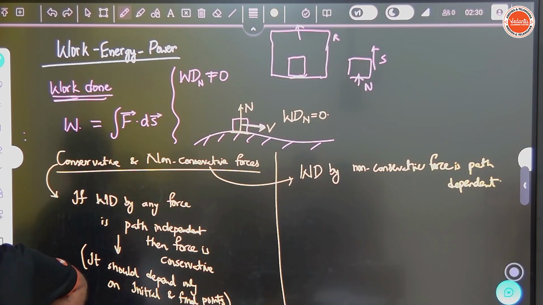Any examples for the conservative force? Spring force. Okay. Then gravitational force, right? Tension, right? Your electric force is also a conservative force only. Clear? What about the non-conservative forces? Okay, friction.